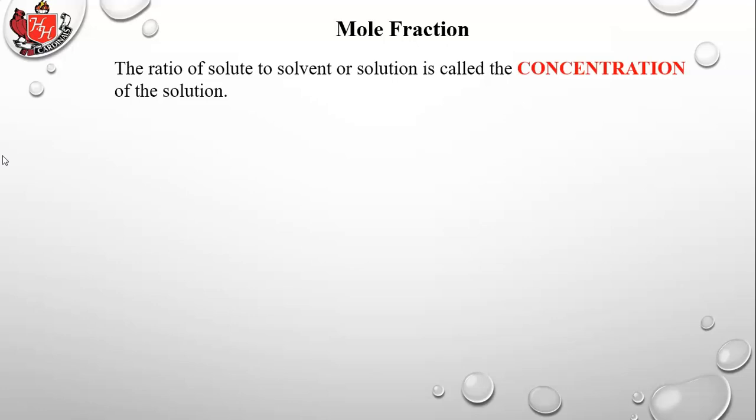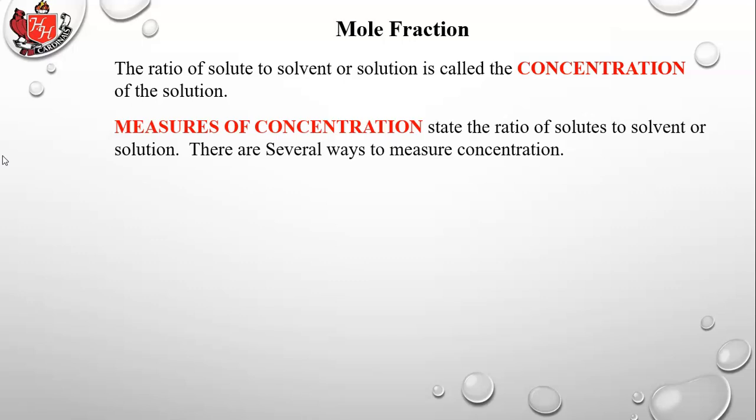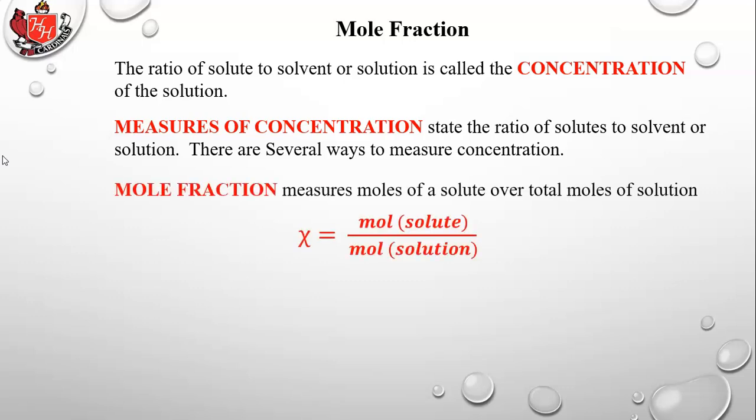Mole fraction. Again, the ratio of solute to solvent or solution is called the concentration of the solution. Measures of concentration state the ratio of solutes to solvent or solution. There are several ways to measure concentration. Mole fraction sounds kind of like mass percent. It measures the moles of a solute over the moles of the solution. So you take the moles of the solute and divide it by the moles of the solute plus the moles of the solvent. Both of those together are the moles of the solution. It's kind of like mass percent, except you're dealing with moles, not grams, and you don't multiply by 100%.